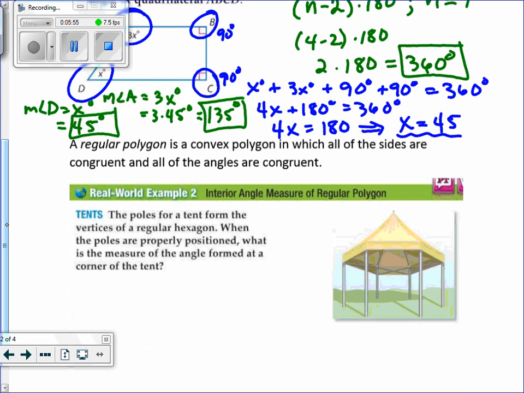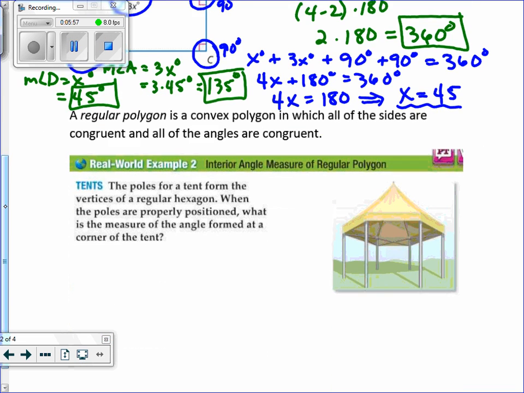So we talked about different kinds of polygons, convex polygons. A regular polygon is a convex polygon in which all the sides are congruent and all the angles are congruent. And so that's pretty important. We've got a regular polygon where all the angles are congruent when we're talking about the sum of the interior angles.